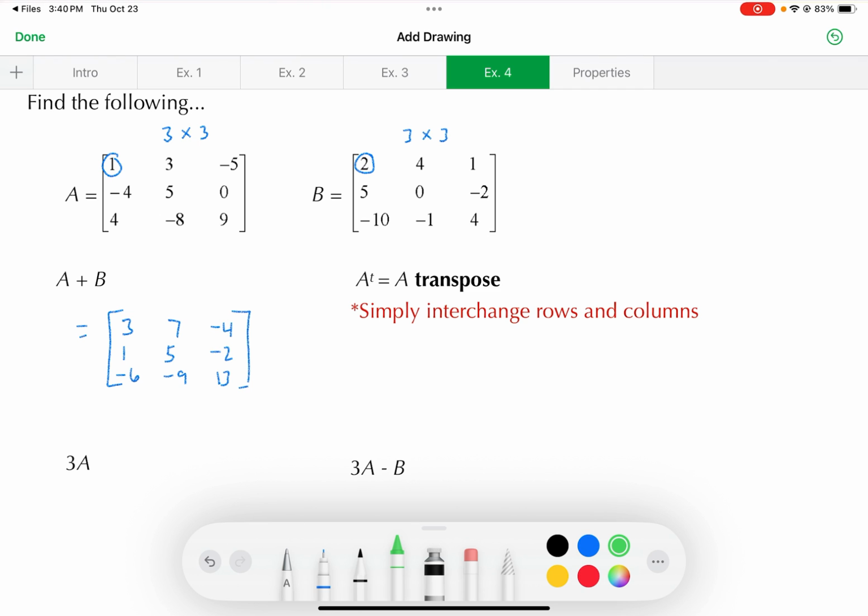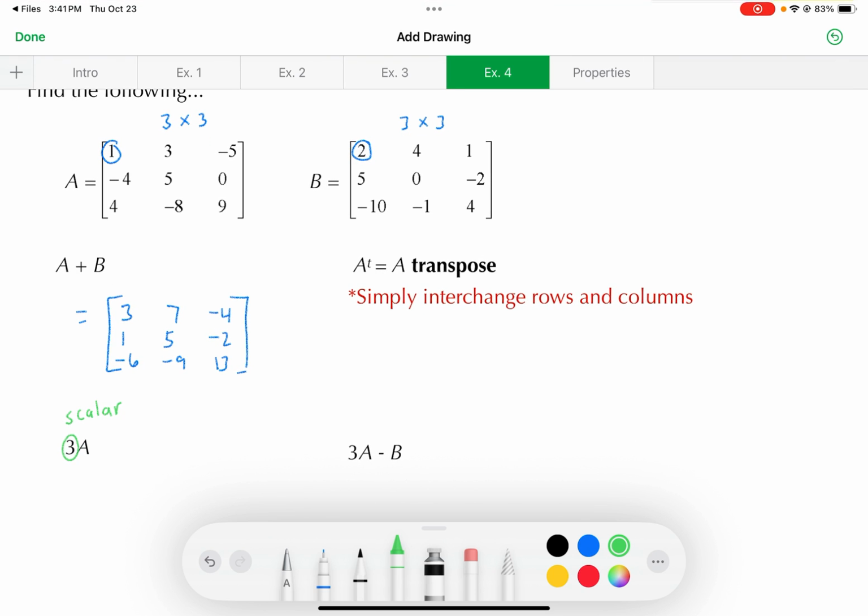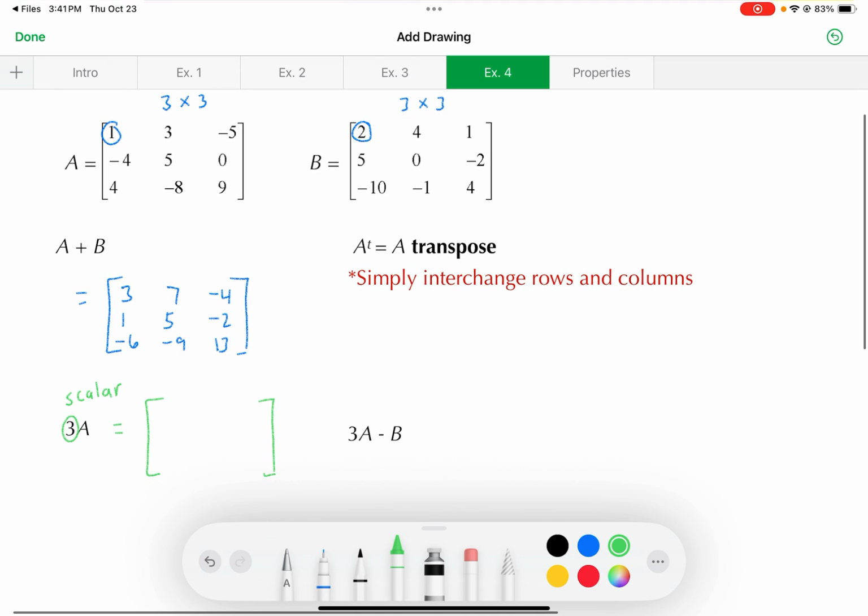Next, we're asked to find 3 times matrix A. Well, 3 here is known as a scalar, or scalar multiple. So this is scalar multiplication. And again, don't overcomplicate this. All we need to do here is multiply each element of matrix A by 3.